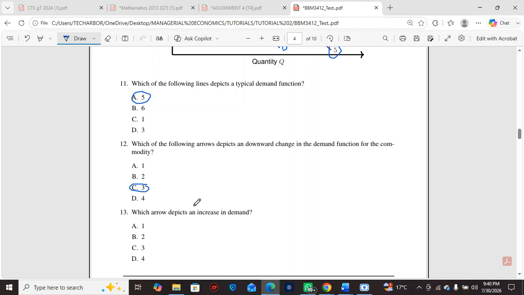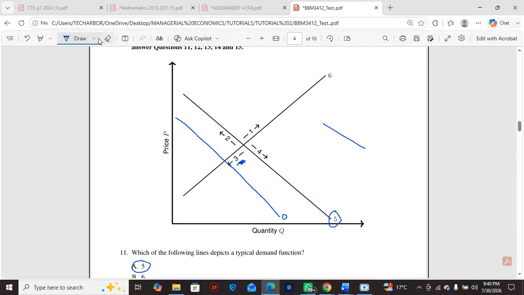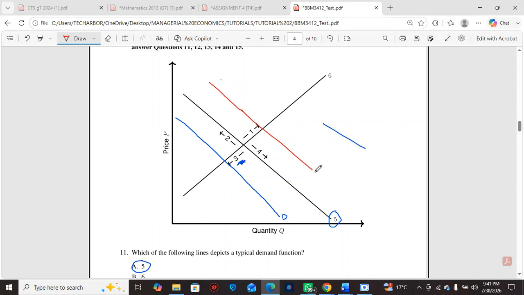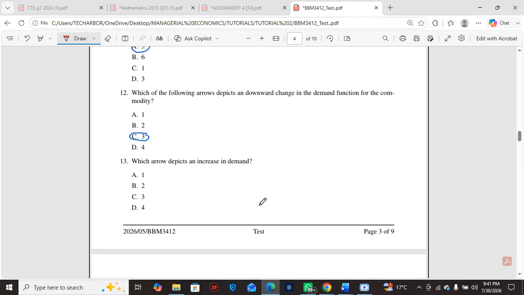Then which arrow depicts an increase in demand? When demand increases, it shifts like this. So arrow number 1 is showing an increase in demand. So we're going to choose A. Any questions before we go to number 14?